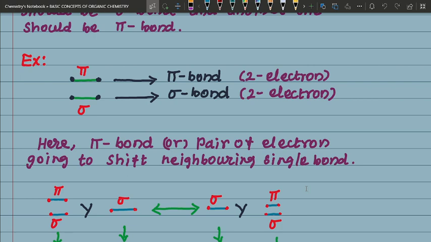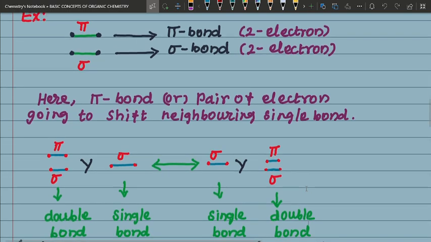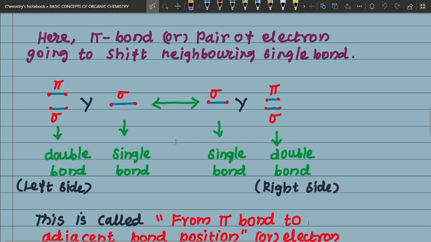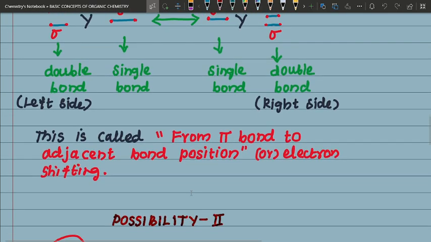Here the pi bond is a pair of electrons. So both are the same, going to shift to the neighboring single bond. See here, the pi bond is going to shift to the neighboring single bond. So this is the left side, this is the right side. Now this is a single bond, this is also a single bond, both are sigma bonds. This is called from pi bond to adjacent bond position, or electron shifting.